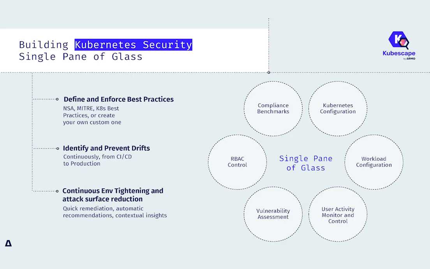So we are talking about the different configurations of Kubernetes and the cluster itself, the configuration of your workloads, the actual user activity, the vulnerability assessment, the different RBAC role-based access controls that exist in your cluster. And finally, we're taking all of that against the compliance benchmark to assess the complete posture of your environment.